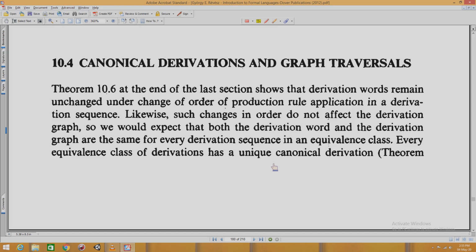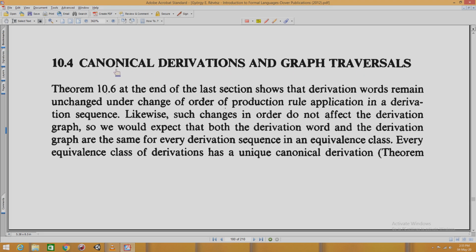Dear students, in today's video lecture we will resume our study of derivation languages further. Last time we had learned a lot about the derivation word and derivation language, etc. Now we will start from canonical derivations and graph traversals.